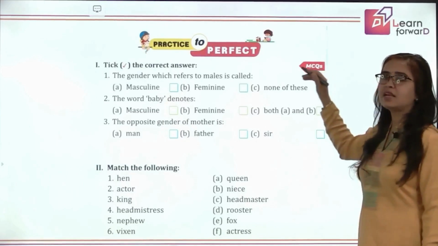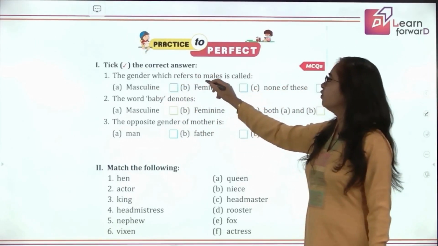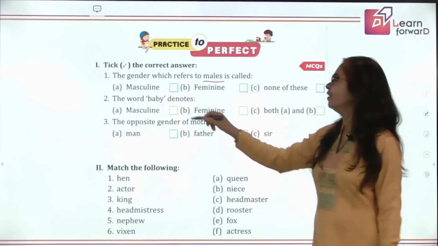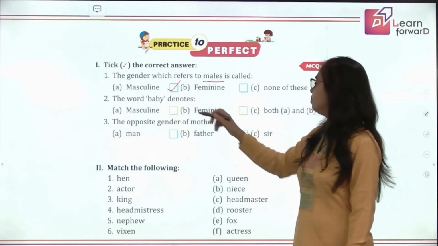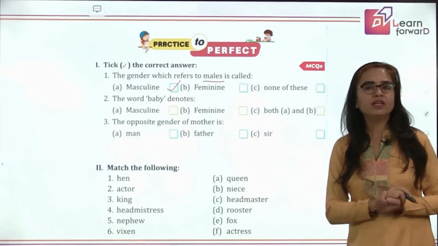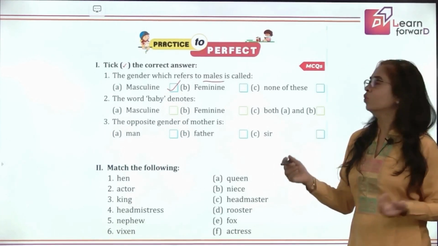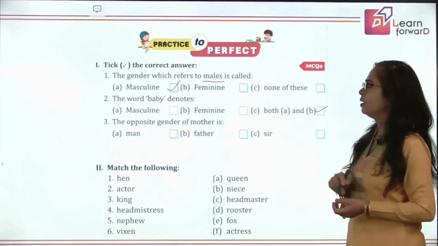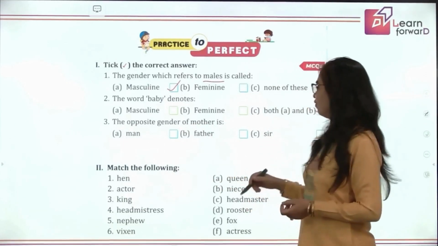Going ahead, it's time to do some exercise. Take the correct answer. The gender which refers to males is called? Yes, that is masculine. The word baby. If you say the baby is crying, do you know whether it's a male or a female, a boy or a girl? It can be both. So, it can be a male or a female. The opposite gender of mother is father.